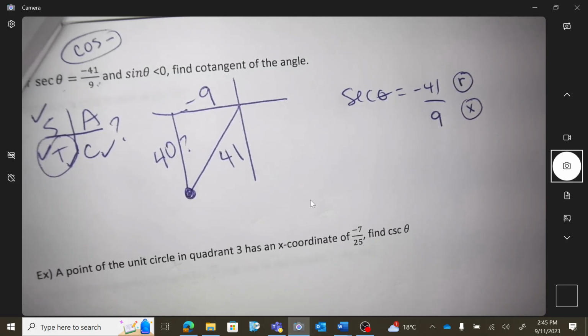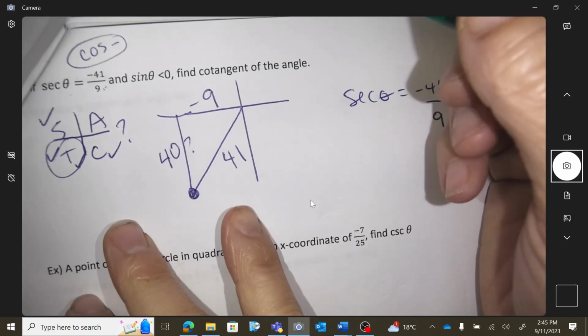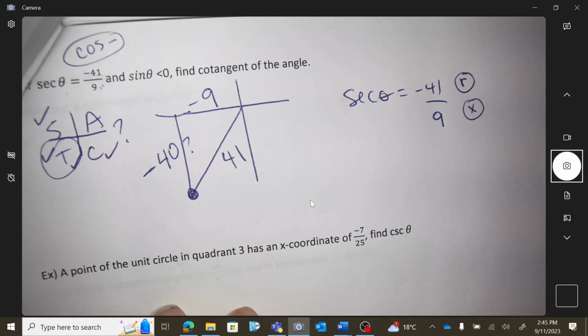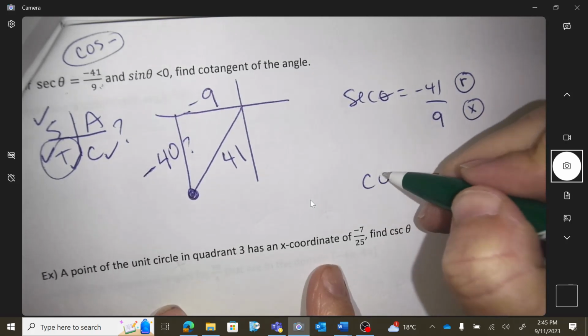Positive or negative 40? I should be negative. Okay, final question.